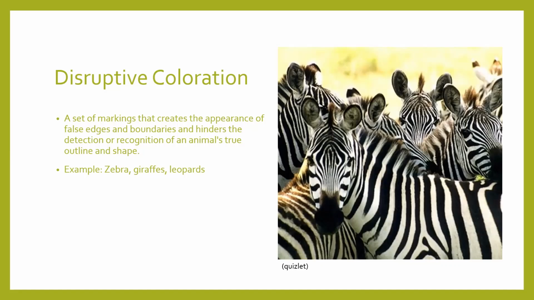A cool thing about this type of camouflage is that zebras aren't the only ones that use this type of camouflage to protect themselves. There are a few predators that use disruptive coloration also, like leopards. Leopards will sneak low to the ground, and their spots on their body will help them blend in with the leaves and dark shadows.